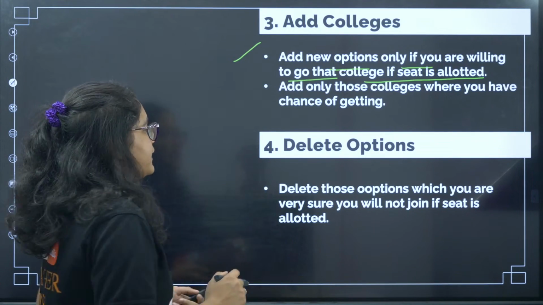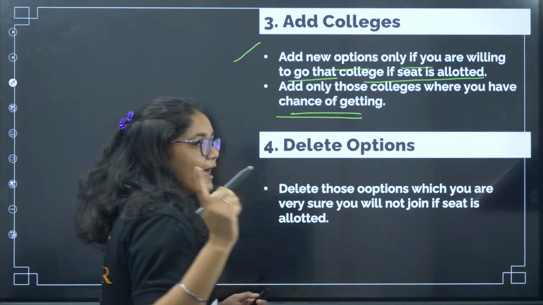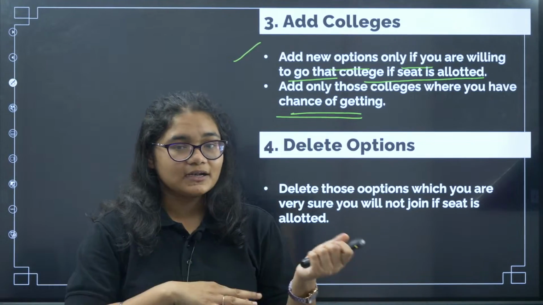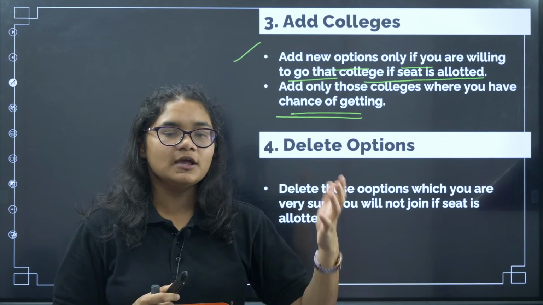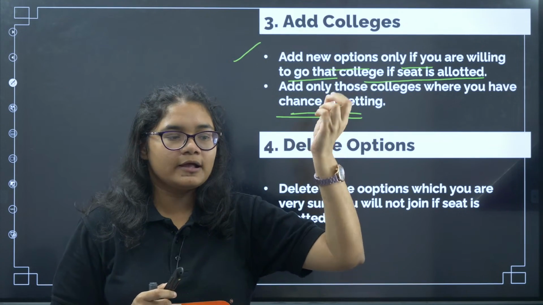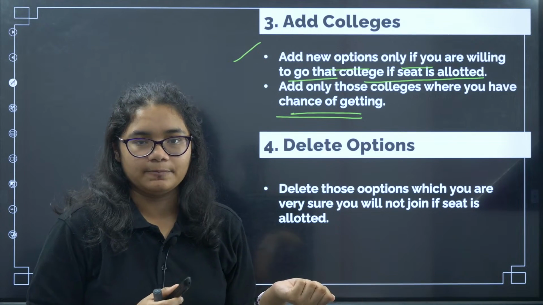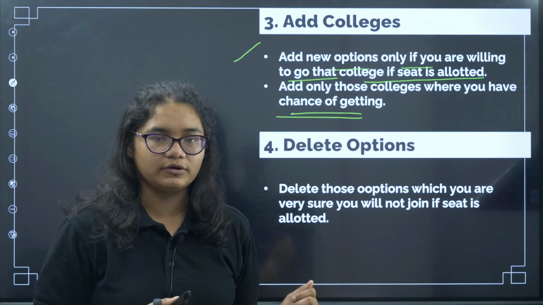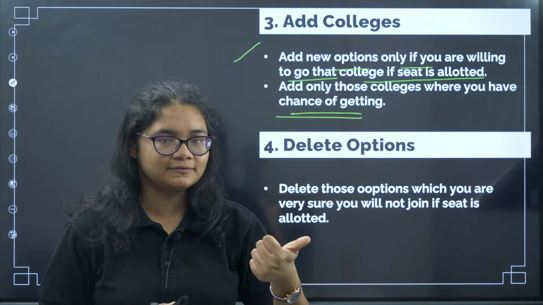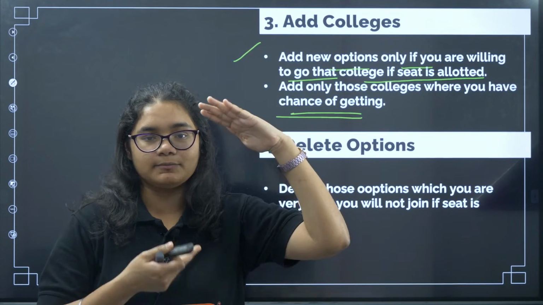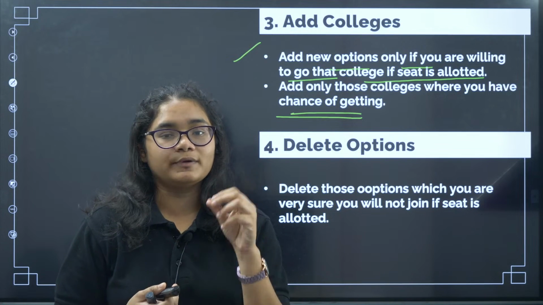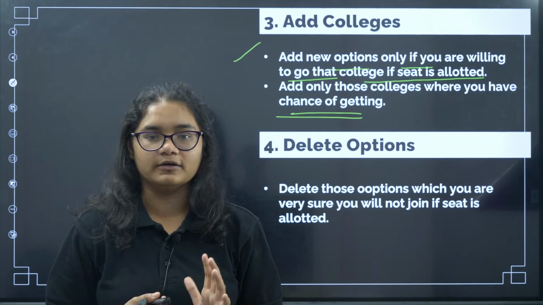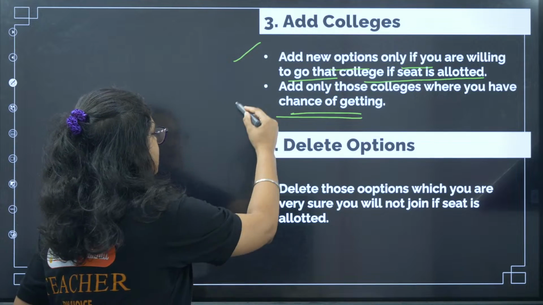Next, the colleges that you add should also have a chance that you are getting that college. For example, if your rank is 10,456, you need not add colleges like RV computer science, right? That is too far from your range. If you have already added, that is fine. Now when you are editing this probable college list, you need to add only those colleges where you have a chance of getting the seat. So that is the second point.